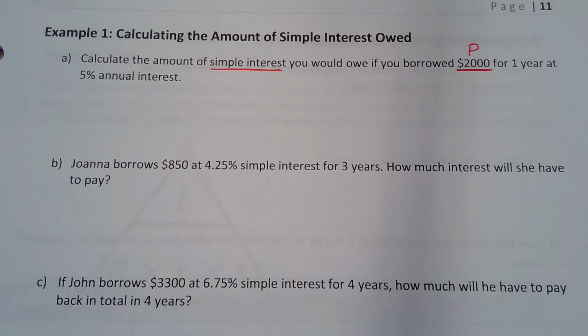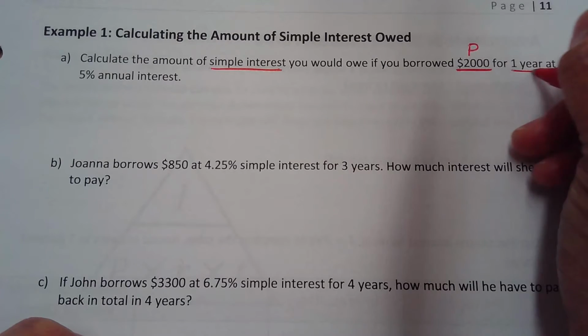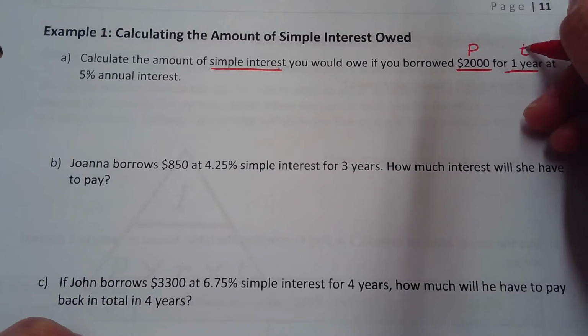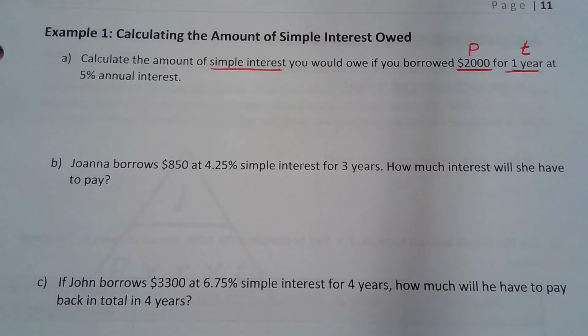Okay, so far so good. We're learning how to read the word problem. What else is in here? For 1 year. Is 1 year important? Yeah. Why is 1 year important? Because that's the T, that's the time. So put a line on that one. That's the time, T.